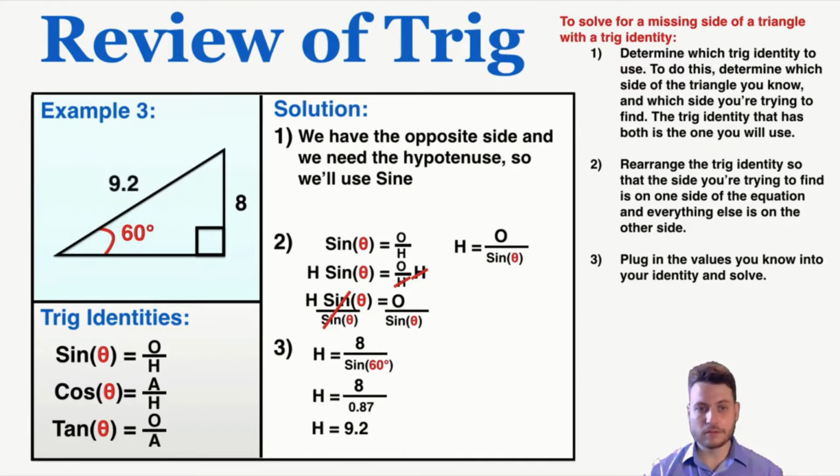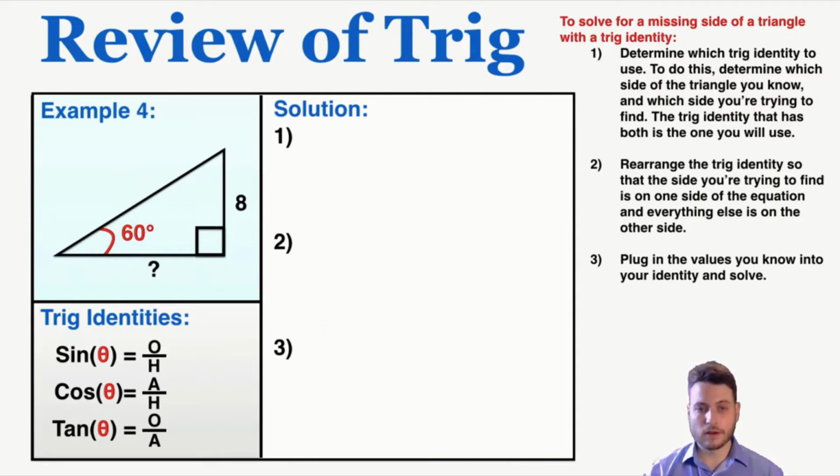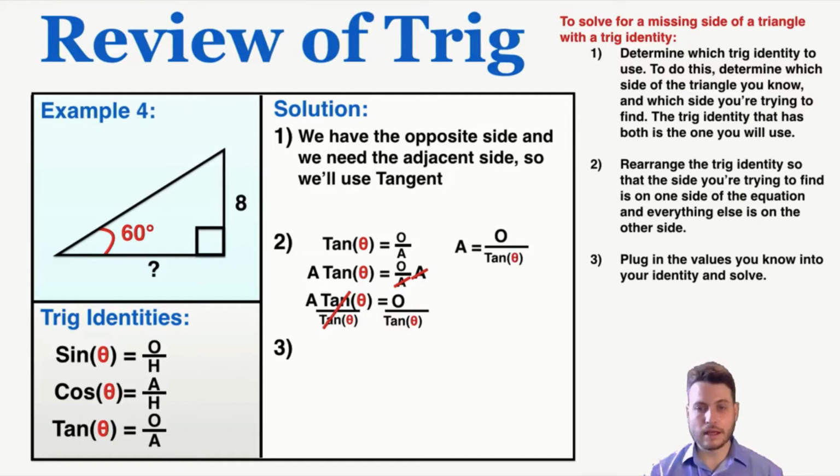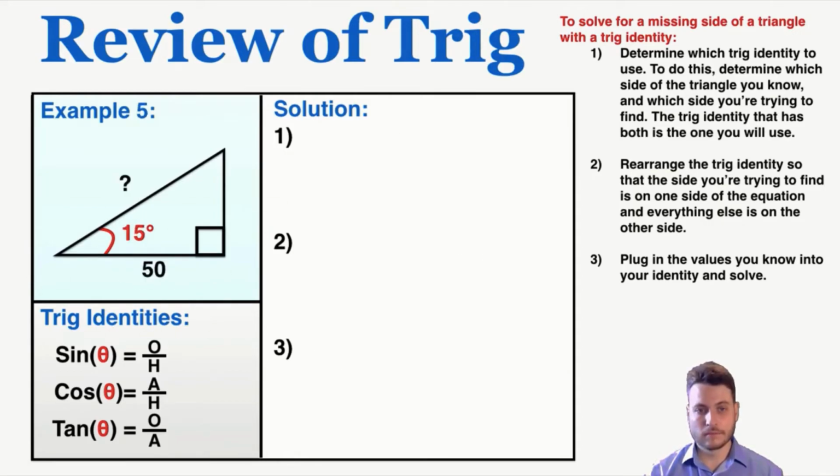so that's the value of the hypotenuse. Example 4, I have the opposite side and I'm trying to find the adjacent side, and the only identity that connects those is tangent. So using tangent, I'm trying to solve for the adjacent side, so I'm going to rearrange this to get the adjacent side by itself. This is what I get. Plugging in my numbers gets me an adjacent side of 4.7, so that's my answer there.